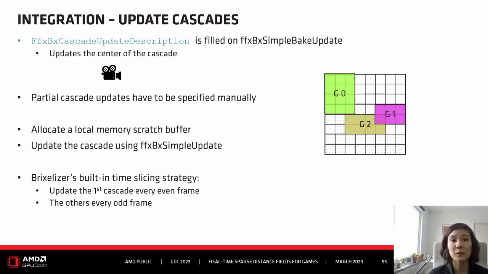Once you have the cascade update description, you allocate local memory for the scratch buffer, and then you call simple update, which does the actual update for you. If you call simple update, Pixelizer will use the built-in time slicing strategy, which means it will update the first cascade every even frame and the others every odd frame. If you need a different time slicing strategy, this is also possible, but then you have to access the lower level API. Again, check out the official documentation for details.